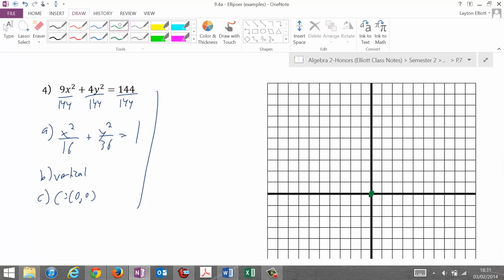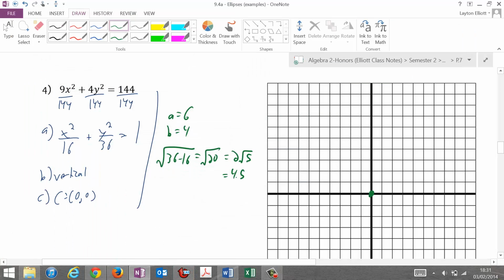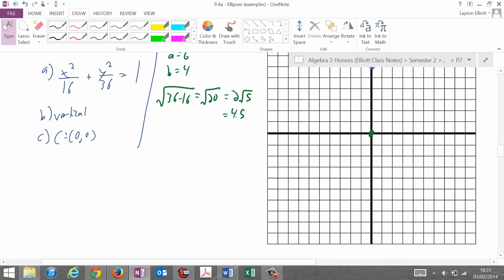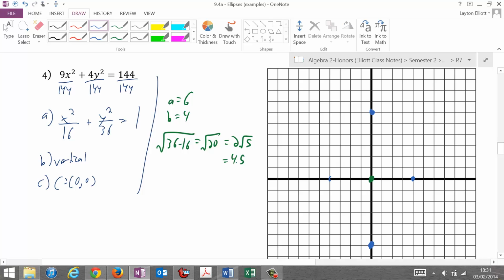I know that a is equal to 6, b is equal to 4, and the square root of 36 minus 16 is equal to the square root of 20, which is 2 root 5, which we just did a little bit ago as 4.5. So I want to go up 6 and put a point, down 6 and put a point, right 4 and put a point, left 4 and put a point, then up 4.5 and put a focus, and down 4.5 and put a focus.